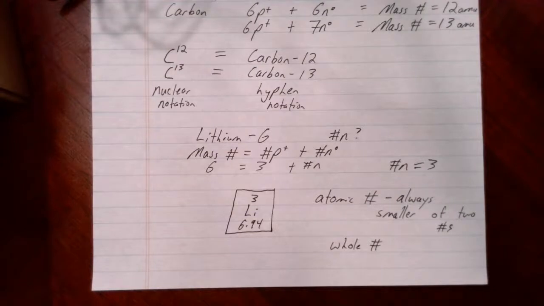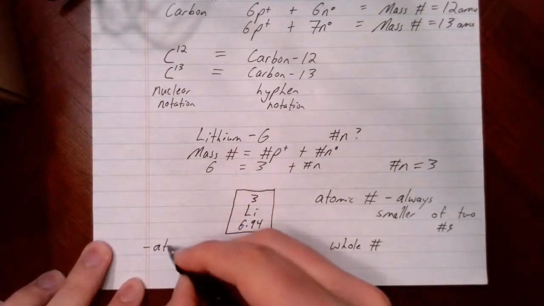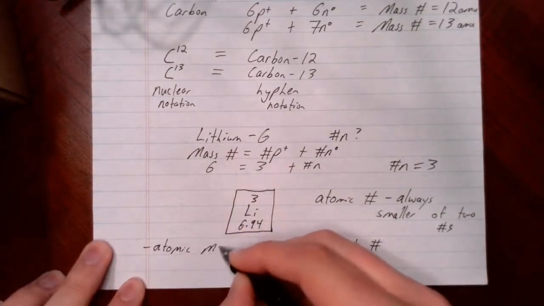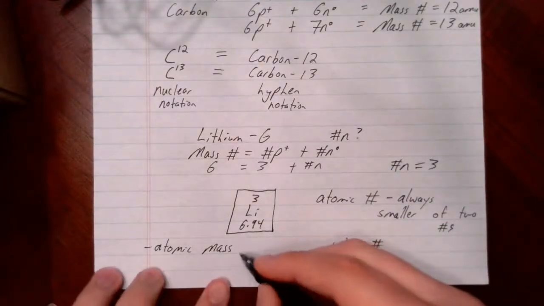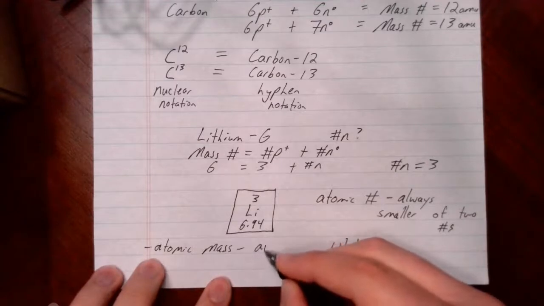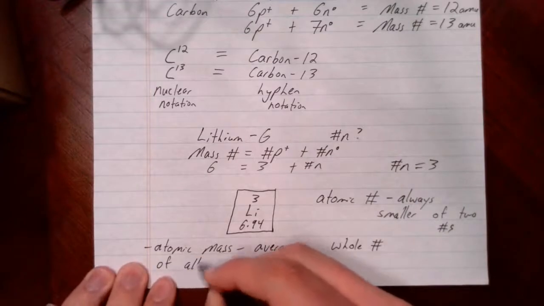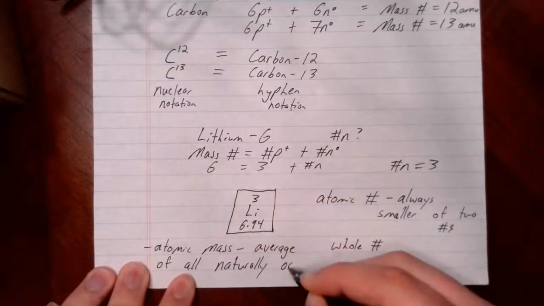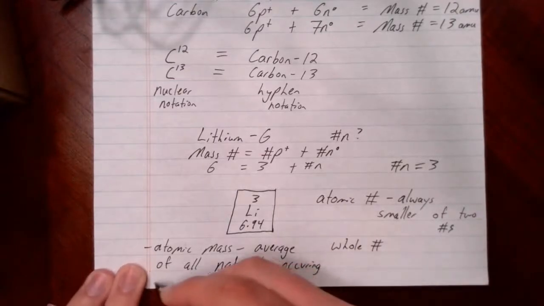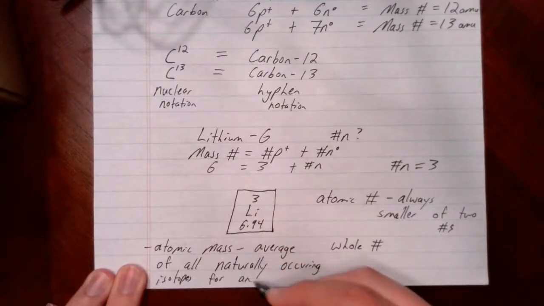Okay, so now you're probably thinking, what in the world is that number with a decimal then? So that number is actually the atomic mass. It is not simply the mass number, it is the atomic mass. So the atomic mass is the average, we'll say, of all naturally occurring isotopes for an element.